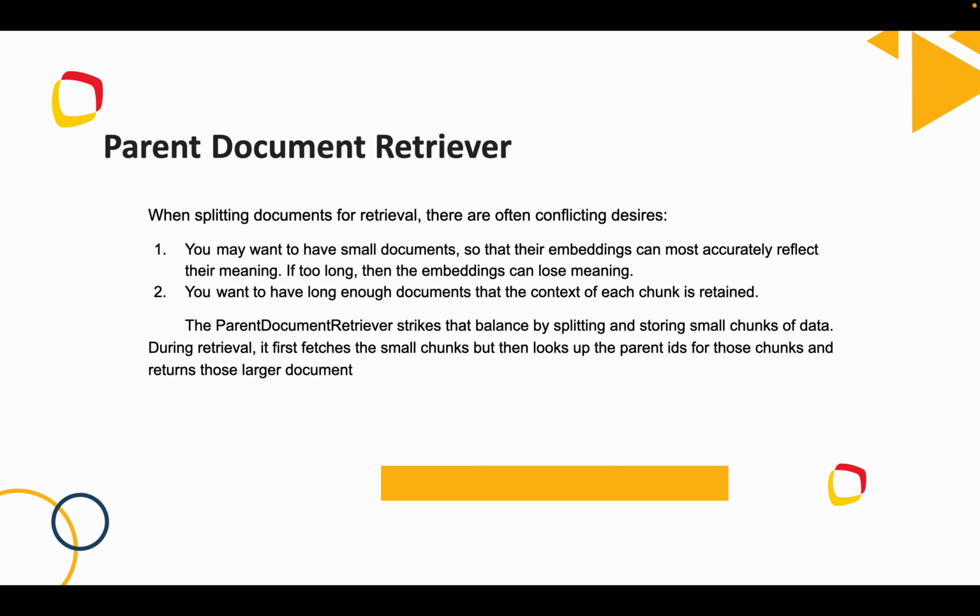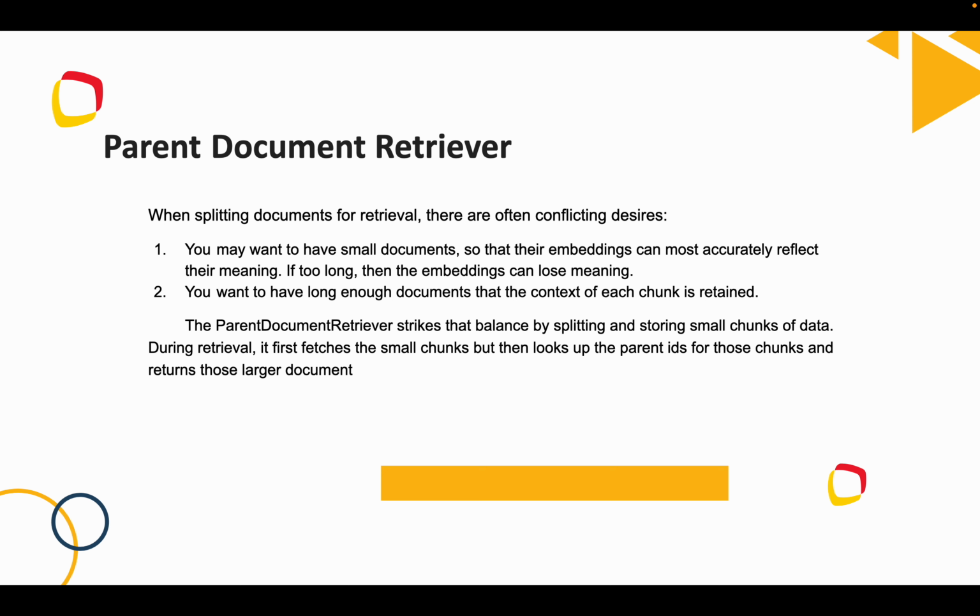If you split the document into small chunks, the embedding accuracy will be very high, but it will lose the meaning. To get the context, we need a long enough document, then only will we get the exact context of that particular situation. So the parent document retriever helps us to do this.